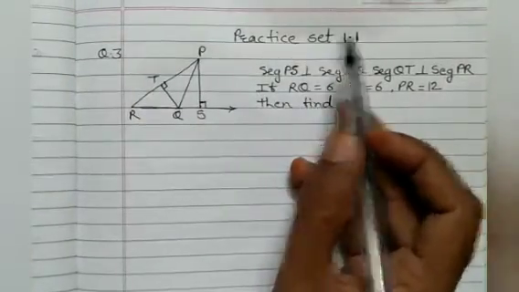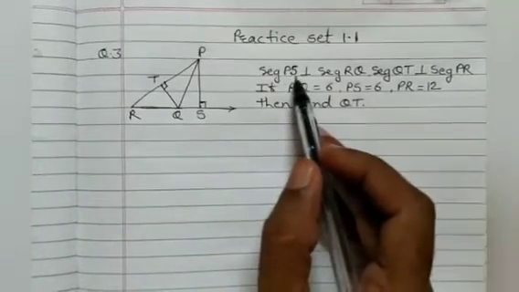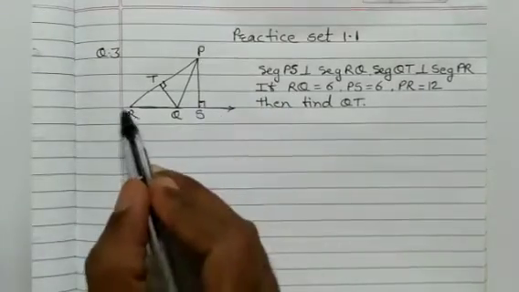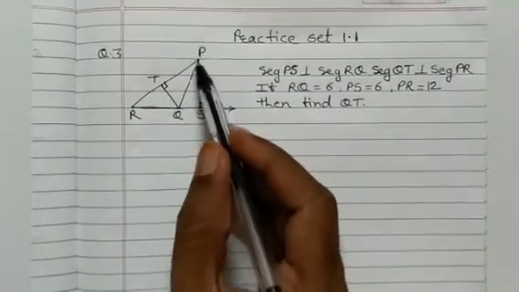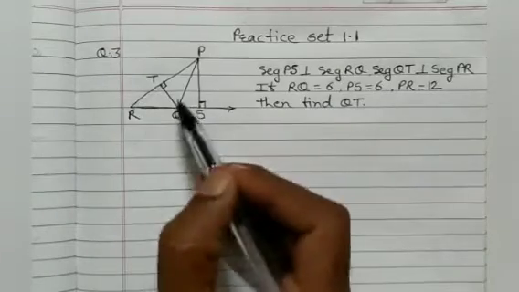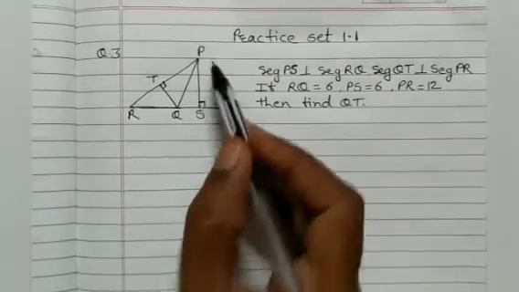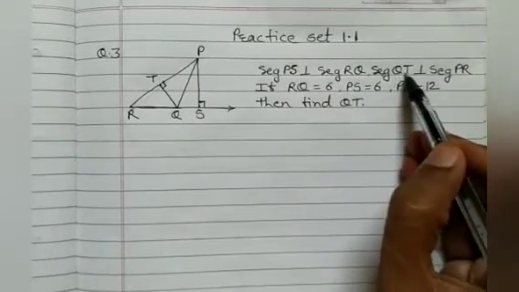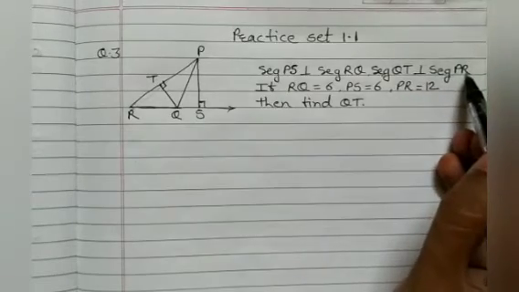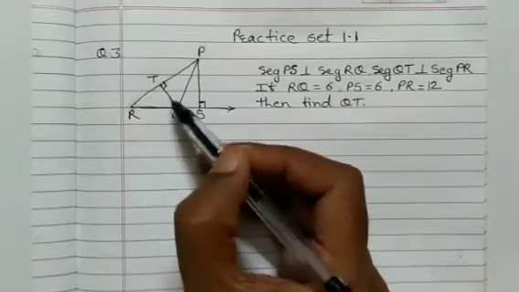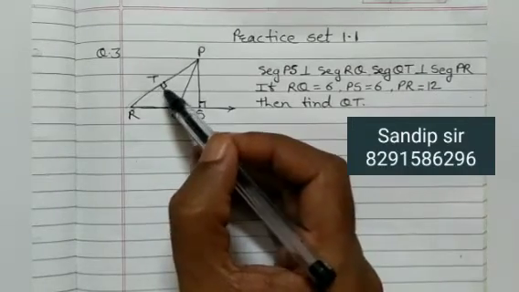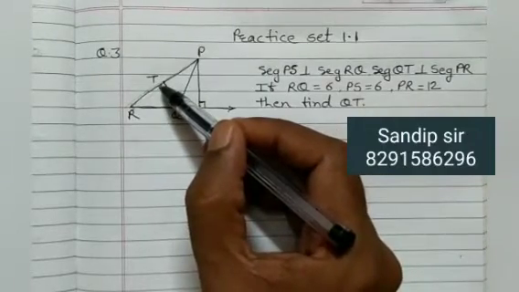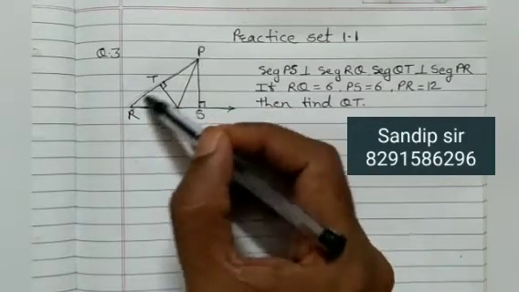Practice set 1.1, question number 3. Segment PS is perpendicular to RQ. This PS is perpendicular to RQ. Means in triangle PQR, if we consider RQ as base, then PS is the height. Second thing is segment QT perpendicular to segment PR. This is PR and QT is perpendicular to it. Means if we consider PR as base, then QT is the height for the same triangle PQR.